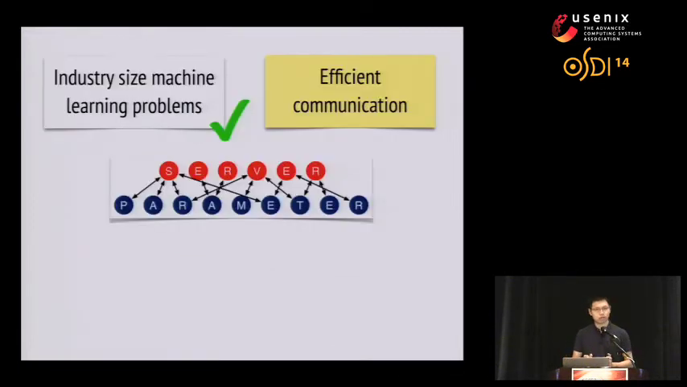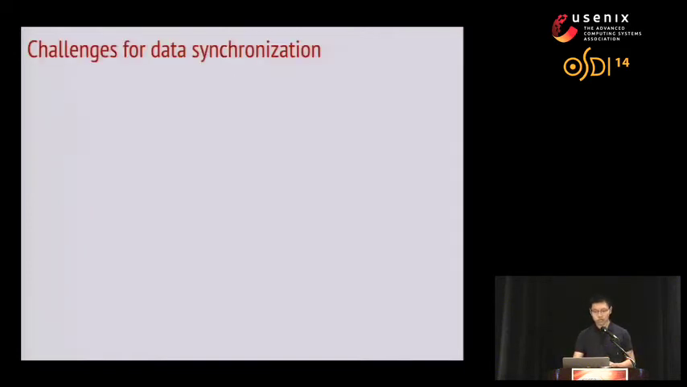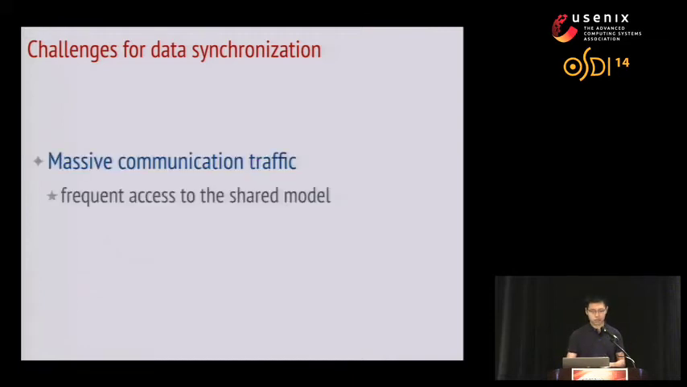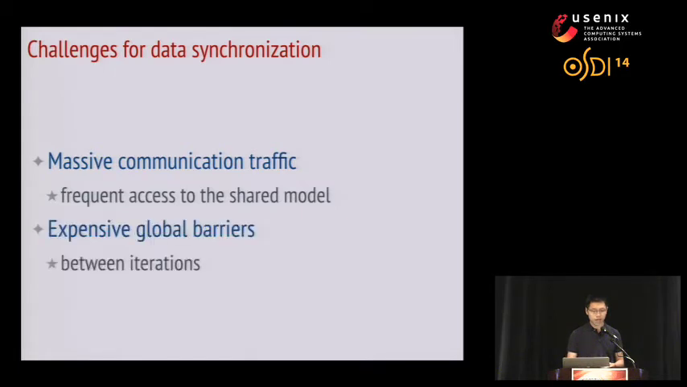Next, let's focus on how to run the previous example efficiently. The main challenge comes from the data synchronization between all these machines. This is because all these workers need to read and write the huge shared model frequently. This results in huge data communication traffic. And also, there are global barriers between iterations. These global barriers are expensive. Our goal here is to reduce these synchronization costs.